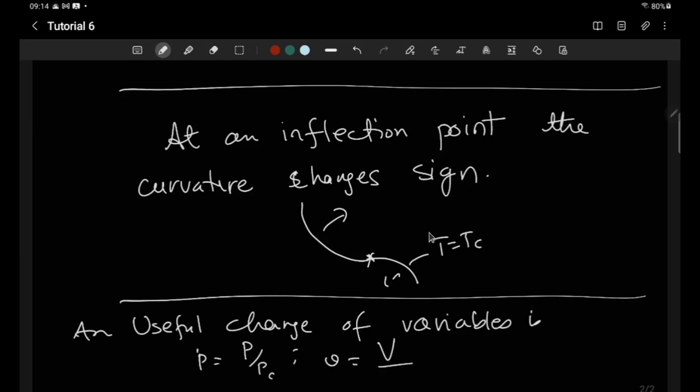Sir, if it were a straight line also, the second derivative will be 0. Yeah, but in a straight line, it is zero everywhere. It has zero curvature everywhere.